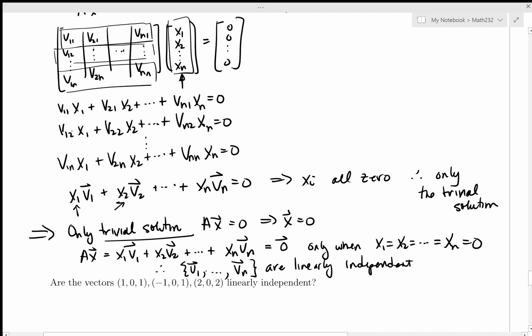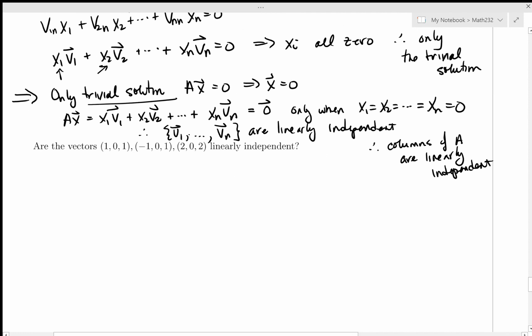And that's the columns of A. So then the columns of A are linearly independent. Okay, let's see how we can use this now that we're convinced that it's true. Or maybe even better, maybe we better understand why it is true. That's really the purpose of the proof.